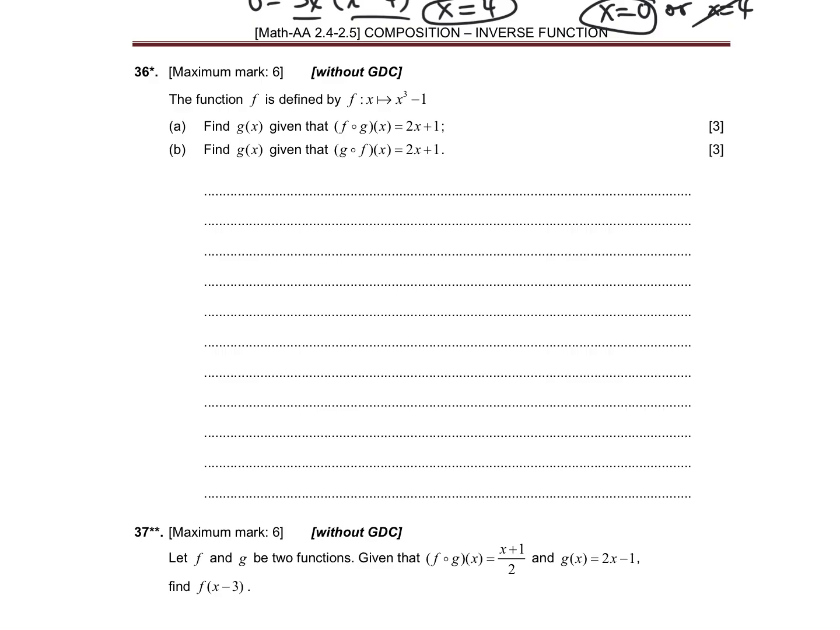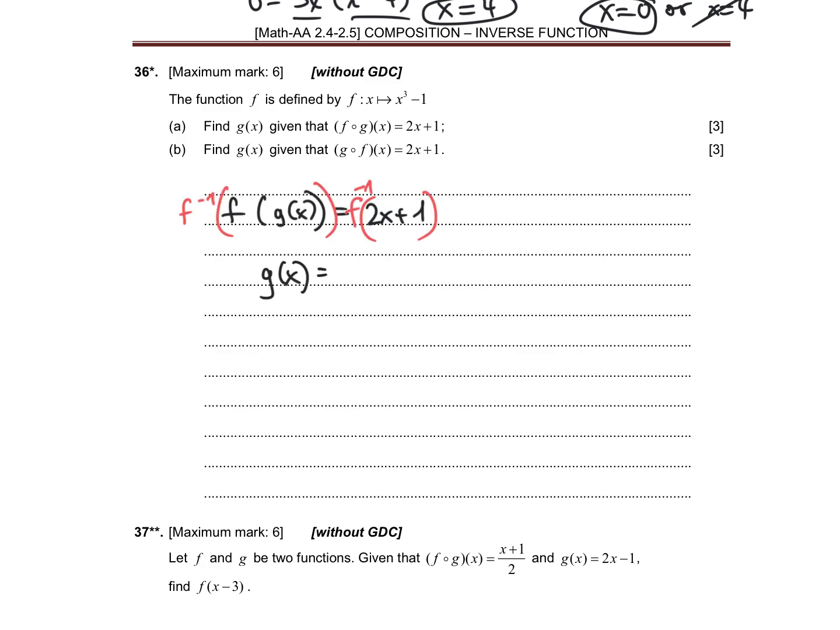Okay, for 36, find g at x given f of g at x is 2x plus 1. Okay, so we have that f of g at x is 2x plus 1. And we want to find g so that f of g at x equals 2x plus 1. So we're going to take the inverse of f on both sides. All right, so this is going to give us g at x, what we want to solve for. And this on the right side means we're substituting 2x plus 1 into the inverse.